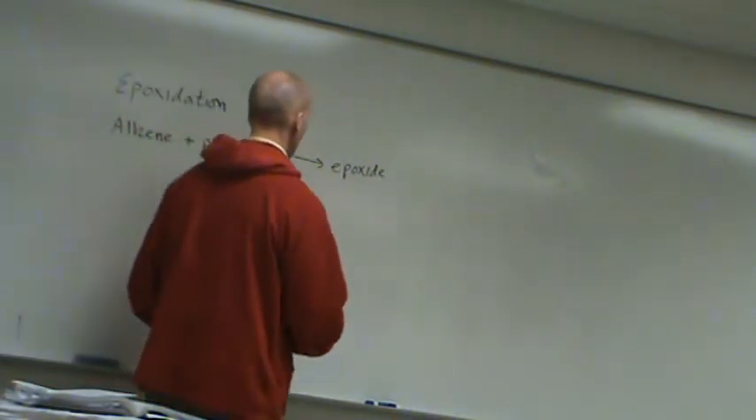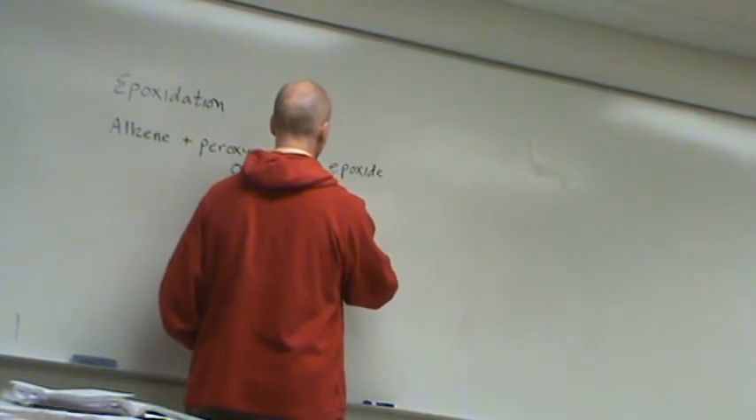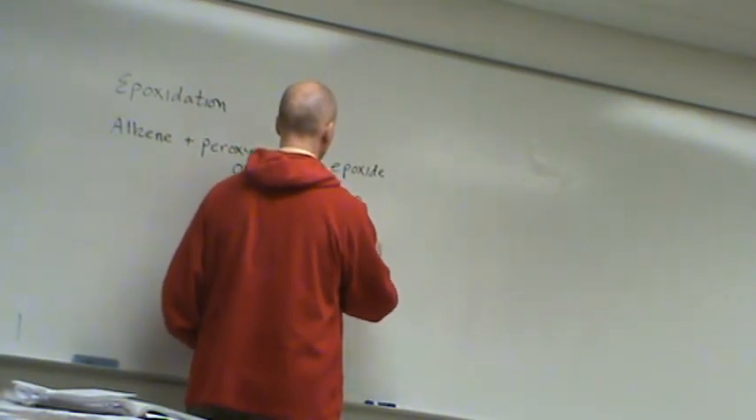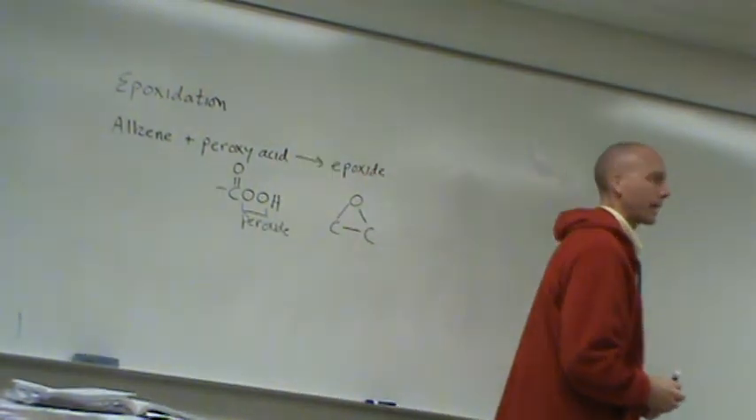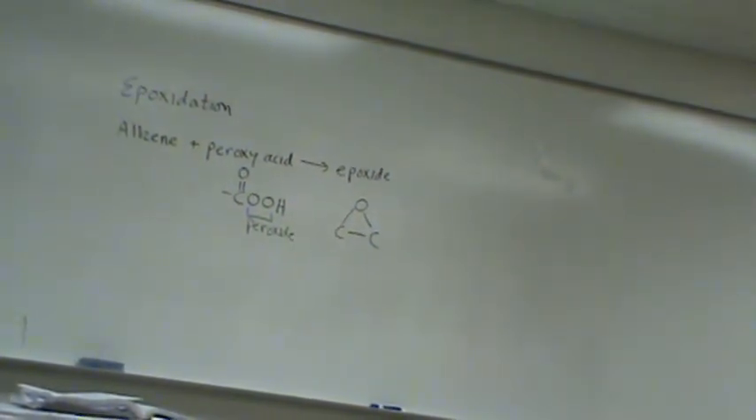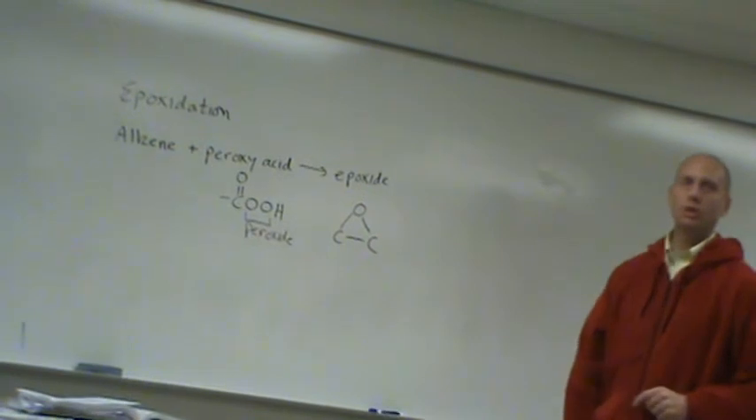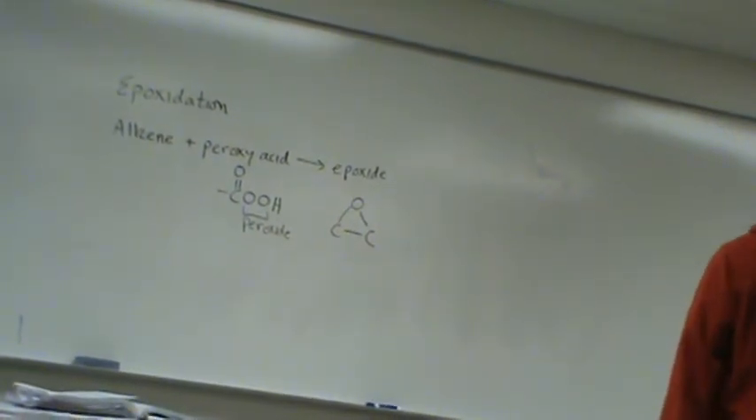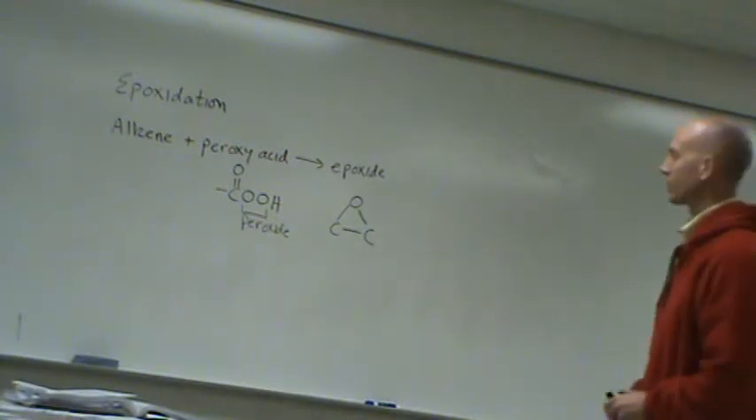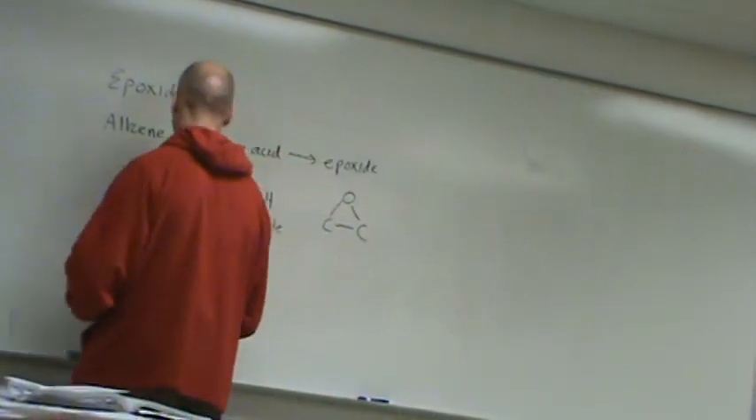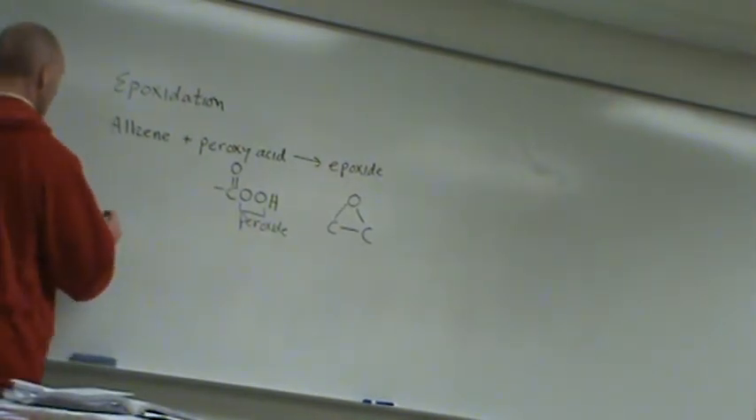The epoxide is a three-membered ring with an oxygen in there. And so that's why we call it an epoxidation. This is a way to make epoxides. Has anybody ever heard of epoxides before? Where have you heard of them before? In epoxy glues, exactly. So these things have those linkages in there.